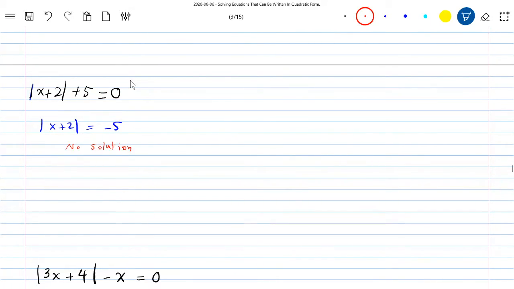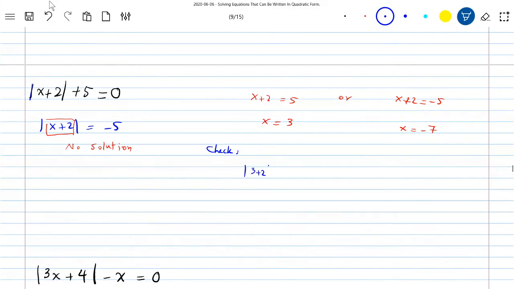But if you make a mistake and say the inside could be 5 or -5, so x plus 2 is 5, again, this is a mistake, but if you do it, or x plus 2 equals -5, and you solve each one, this would give you 3, and the other one gives you -7. Now, when you check your solution, you will notice that if I replace 3, what do I get? Absolute value of 3 plus 2, plus 5 equals 0. This is 10 on the left side, 0 on the right side. So this is not true, a false statement. Therefore, this is not acceptable.